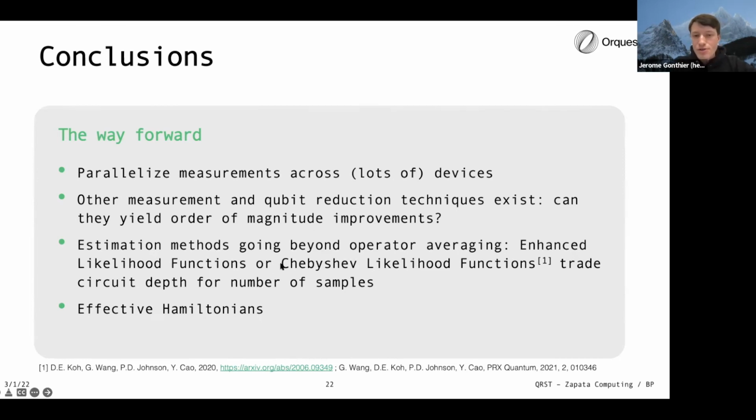And then there are estimation methods that go beyond operator averaging, some of which were published by Zapata, like enhanced likelihood function or Chebyshev likelihood functions, that we grouped under the robust amplitude estimation term. Finally, another possibility is to look at effective Hamiltonians, where we try to simplify the problem, treat as much of it as possible on the classical computer, and only keep the very hard part on the quantum computer.